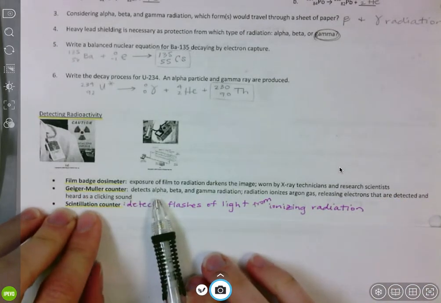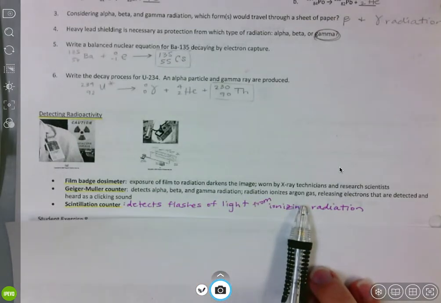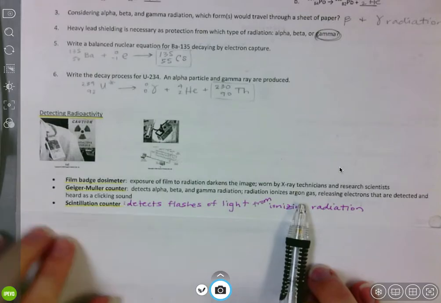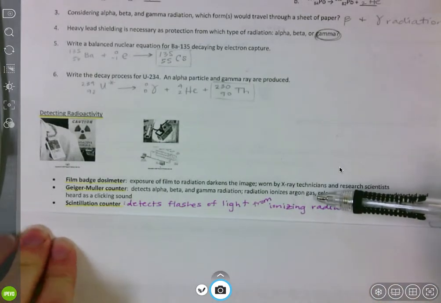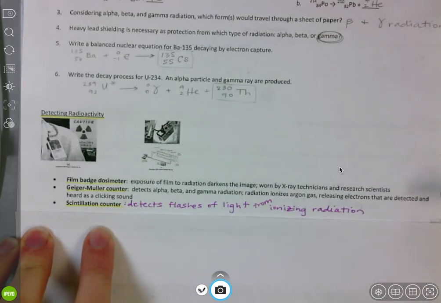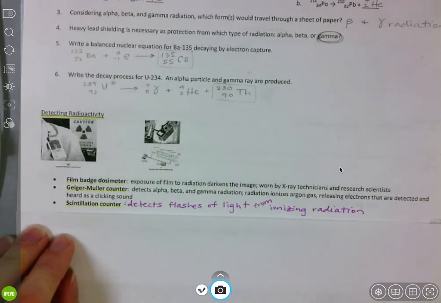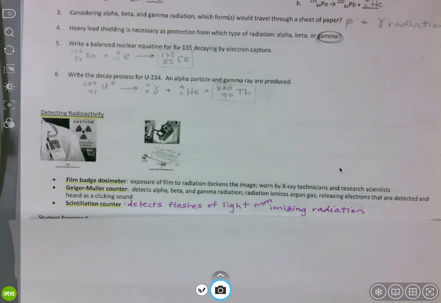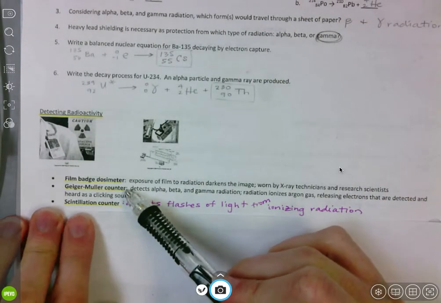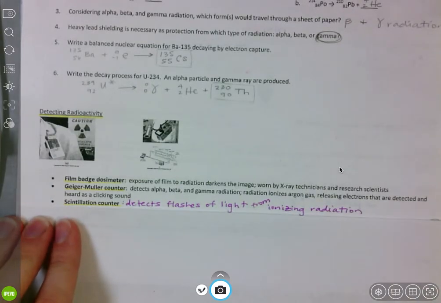These Geiger-Müller counters detect alpha, beta, and gamma radiation. Basically, there's argon gas in this little contraption, and when the argon gas is ionized by these types of radiation, it releases electrons. These electrons are detected and heard as clicking sounds. So if you have watched any movies where radiation is a big part of the movie, you might hear these clicking sounds. That's probably from a Geiger-Müller counter. They click a lot faster when there's a lot of radiation nearby.